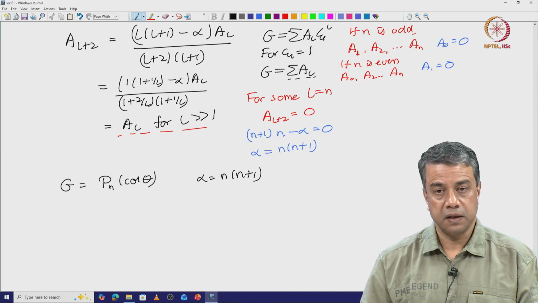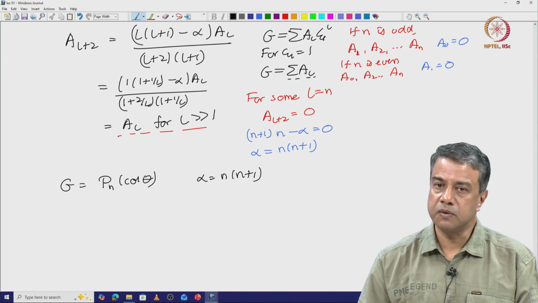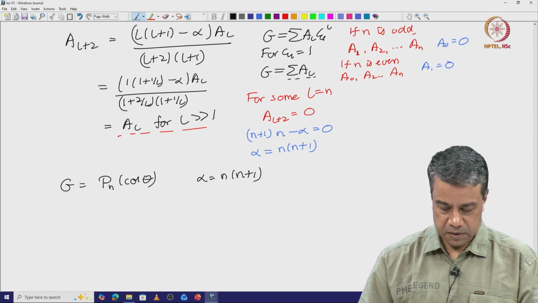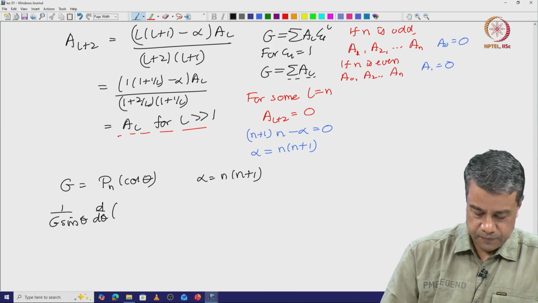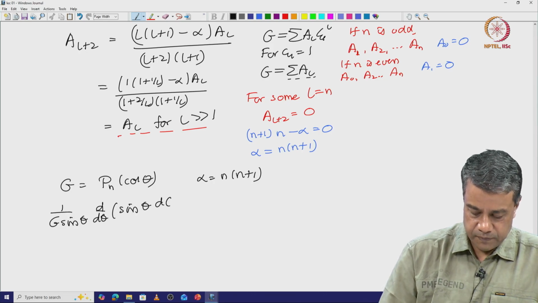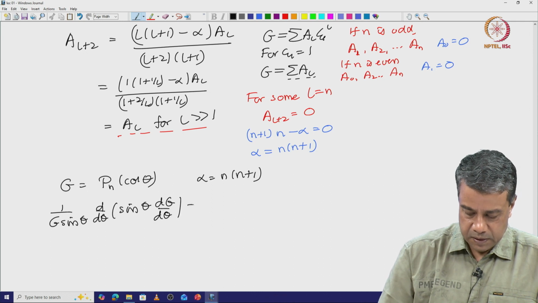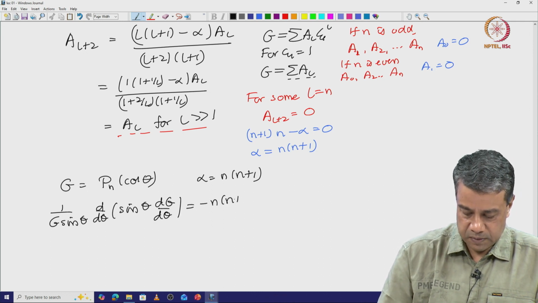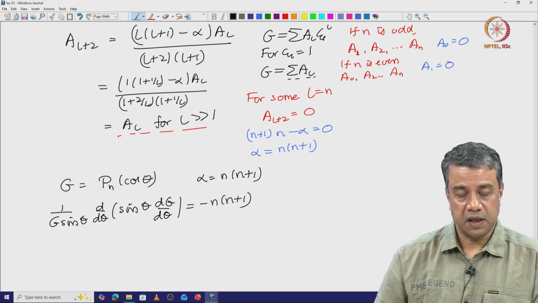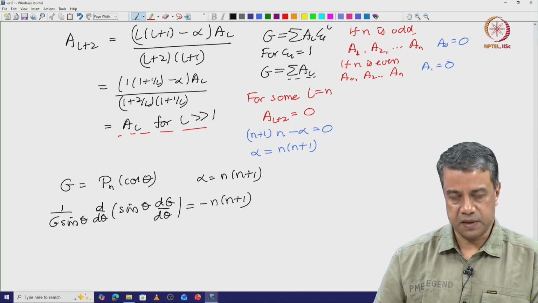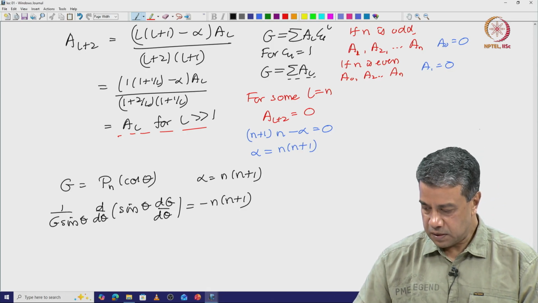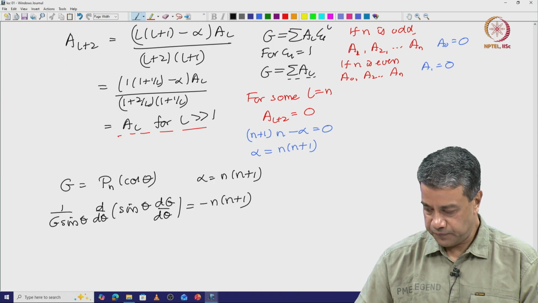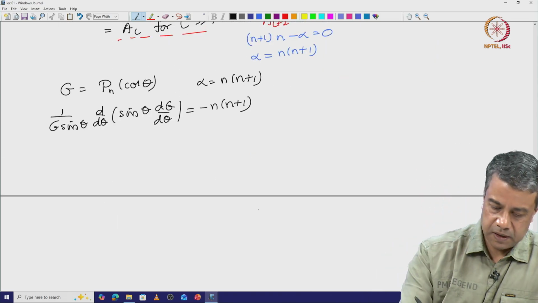So, that is for the theta coordinate. What about for the radial coordinate? So, what I have solved so far is 1 by g sin theta d by d theta of sin theta dg by d theta is equal to minus n into n plus 1. Alpha was negative in this particular case, because the boundary conditions were homogeneous. Note that the constants were equal in magnitude and opposite in sign.